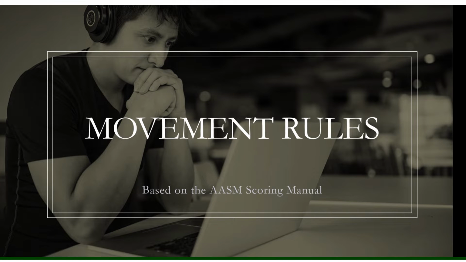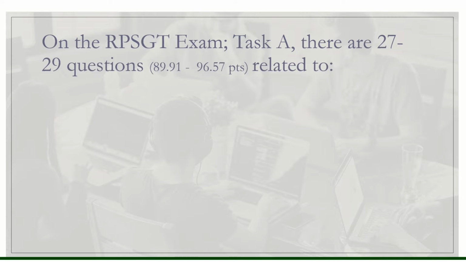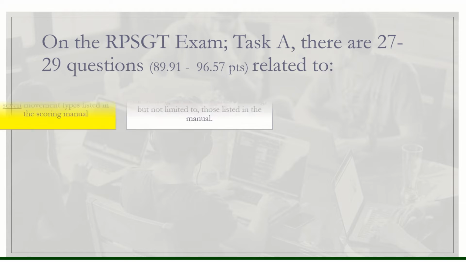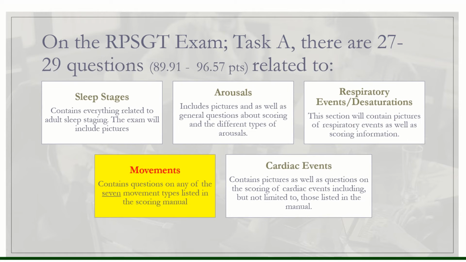Okay, so today we're going to talk about movement rules based on the AASM scoring manual. All right, so on the RPSGT exam, task A, there are 27 to 29 questions, which equates to about 89 to 96 points on the RPSGT exam. This is the section on the exam in which movement rules are contained.